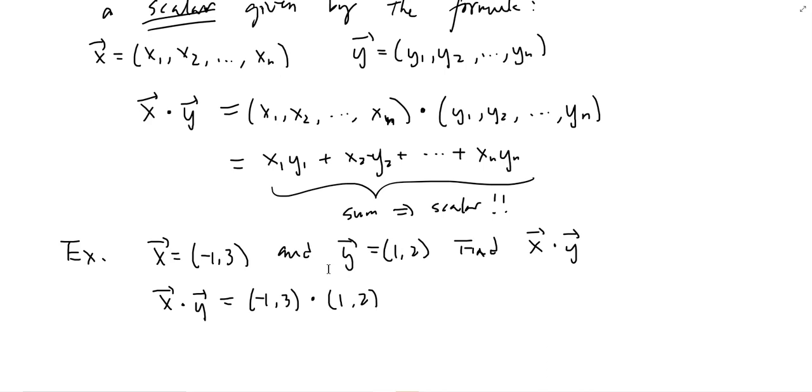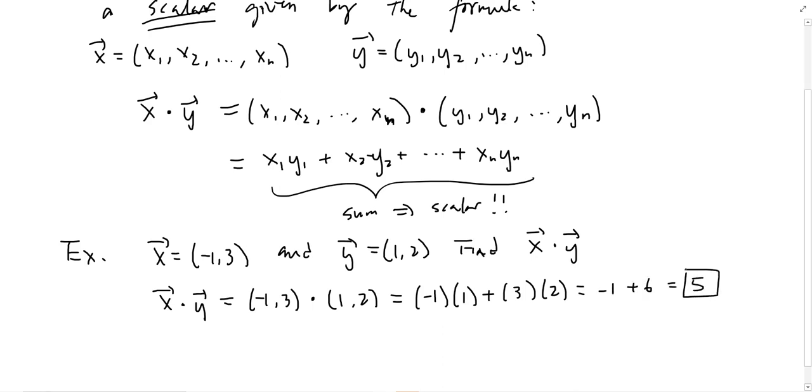So how do you do a dot product between two vectors? You basically multiply the corresponding numbers together and then add them up. So don't forget to add them up. I'm going to multiply the first number of both vectors together, so -1 times 1. And I'm going to add 3 times 2, because those are the two second numbers together. So that becomes -1 plus 6. So the answer is 5. There you go. Plain and simple.